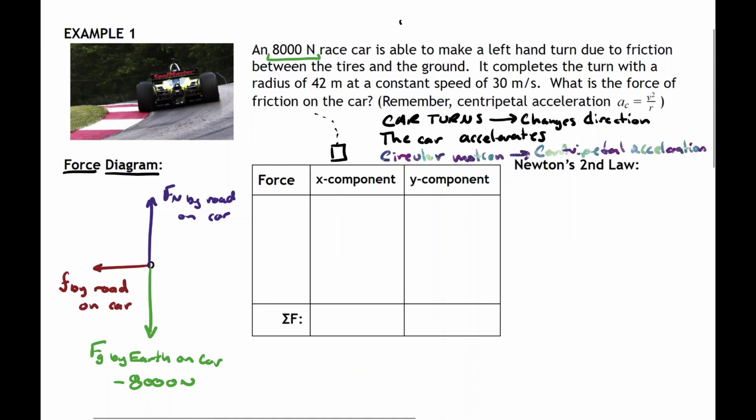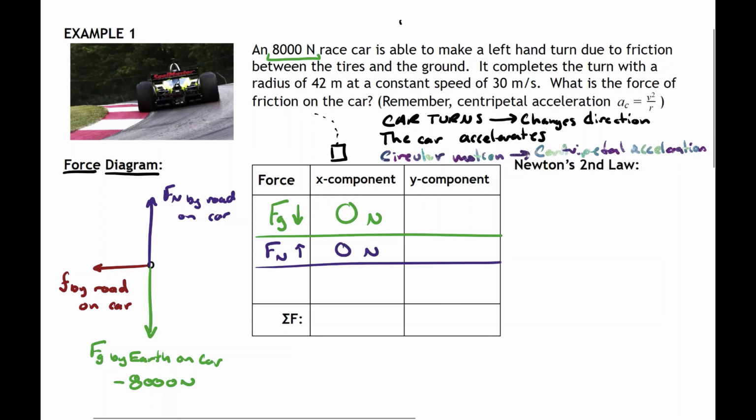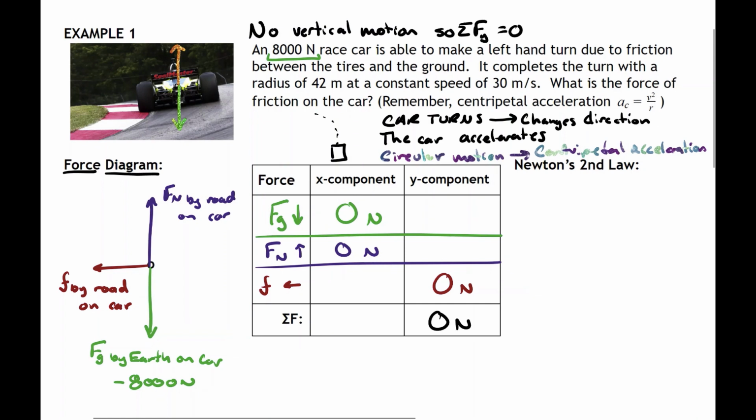When we look at our force table, we have a force of gravity downwards, so it has no horizontal component. There's a normal force upwards, so there's no horizontal component. And then the force of friction acts to the left, so there's no vertical component. The car doesn't move up or down. There's no vertical motion, so the net force in the y direction is 0 newtons. There is a net force in the horizontal direction, so we don't know what that is.